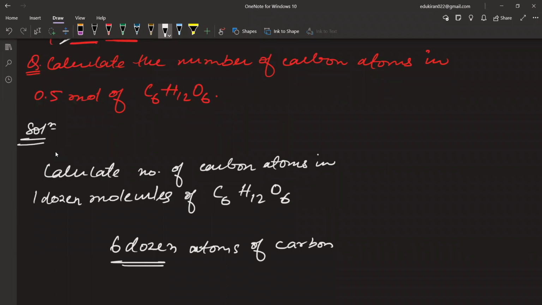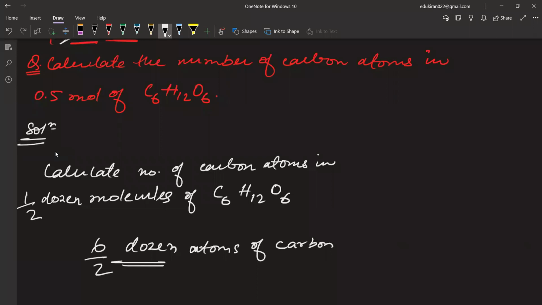Where is the answer? 3.011 into 10 to the power 23. What about others? Aisha, Iram, you got this one? 6 dozen, yes or no? Okay, fine. Now, if I tell you I have half dozen, then how many molecules are there? How many atoms of carbon? 3 dozen. That means you will say 6 by 2 dozen. Correct? Yes or no?